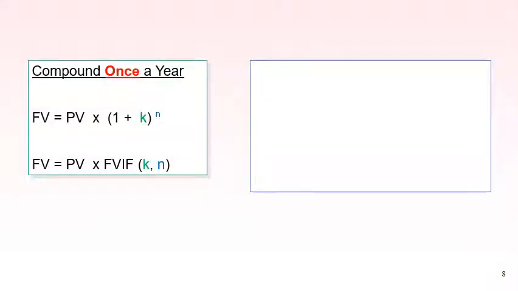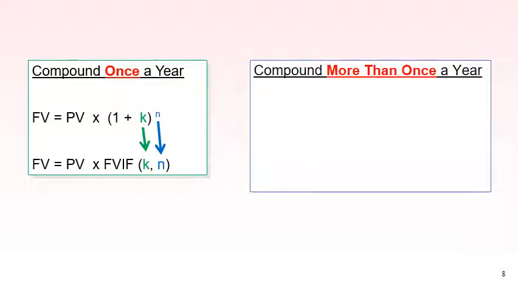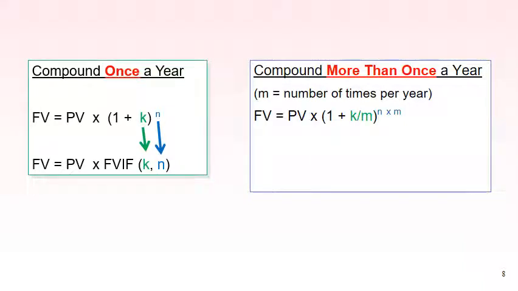Look at the left-hand side. The interest is compounded once a year. The K and the n are straightforward. If the interest is compounded more than once a year, M equals the number of times per year. So we rewrite the formula in this manner. Take note of K divided by M and n times M. For the table method it will be the same: K divided by M and n times M.